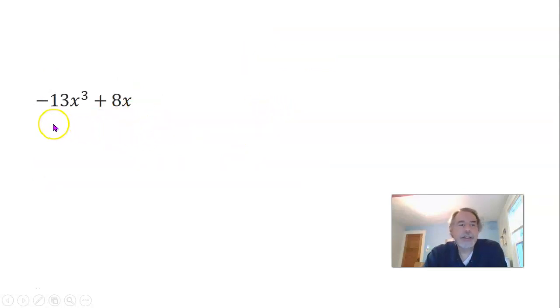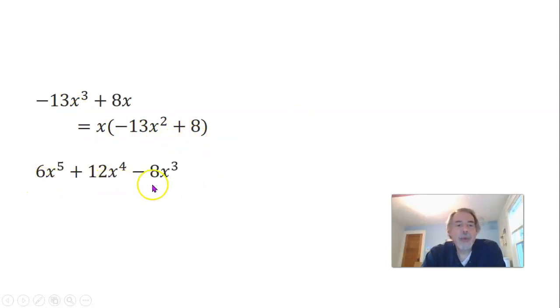But what about this? What's the greatest common factor here? There's only 2 terms, and the numbers don't really have anything in common. But when you look at the variable parts, they do have something in common. They both have at least one x. The 8x has an x. The negative 13x cubed has an x times 2 more x's. So we can pull out an x. Write this as x times negative 13x squared plus 8.